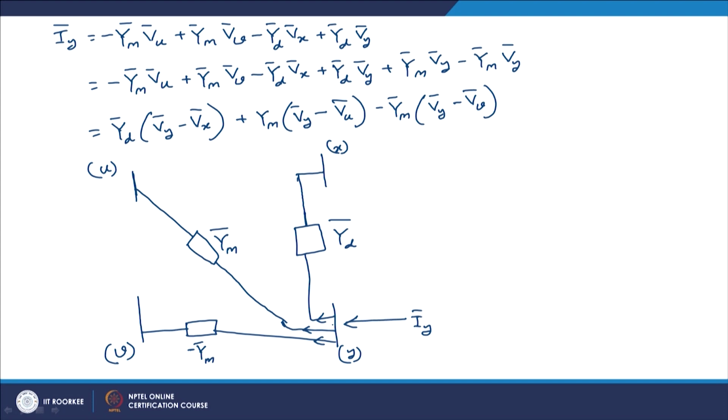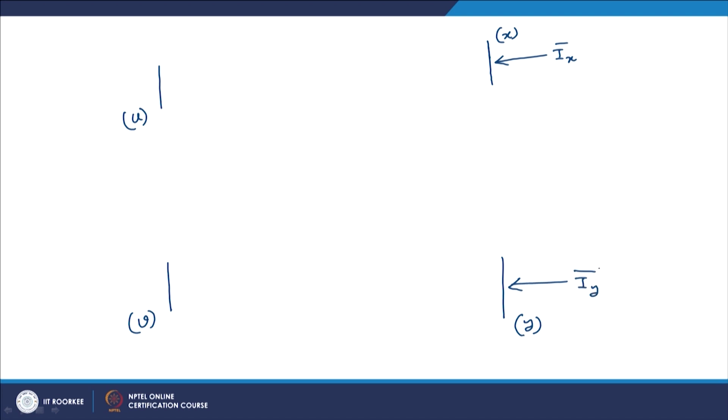So let us do that. So the final equivalent circuit: bus U, bus V, let us make a big one, bus X plus bus Y. So this is bus X, this is bus Y, this is V, this is U. Injected current here is Ix, here is Iy, here is Iu, here is Iv.